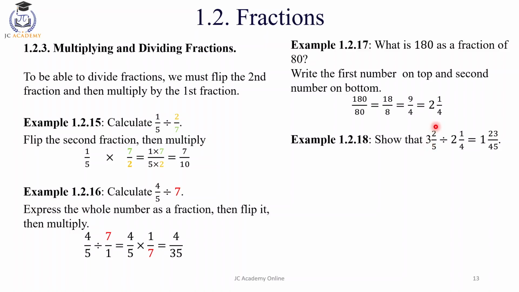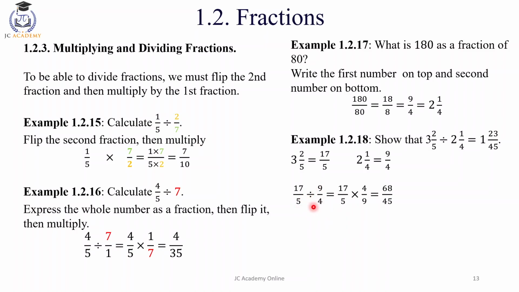Let's look at another example. Show that 3 2/5 divided by 2 1/4 is equal to 1 23/45. Okay, so we have mixed numbers in this problem, so let's convert them into improper form. We have 5 times 3, which is 15, plus 2 is equal to 17, so 17 over 5. The second fraction would be 4 times 2 is 8, 8 plus 1 is 9, so 9 over 4. So we have 17 over 5. The original operator here is division, so we divide by 9 over 4.